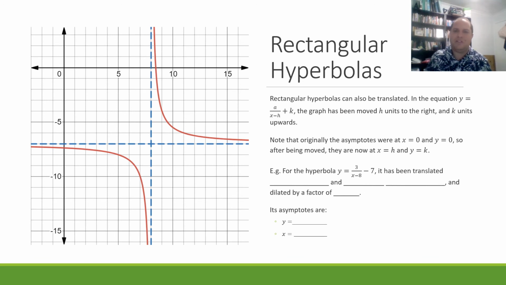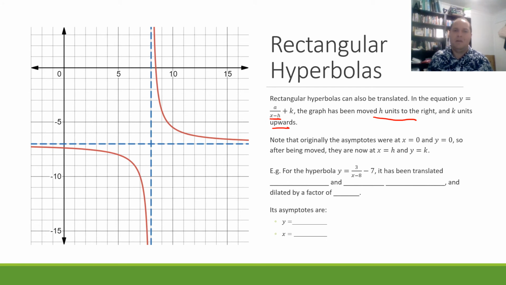All right, and then additionally, hyperbolas can also be translated. So in the equation y equals a over x minus h plus k, the graph has been moved h units to the right and k units upward. Notice that just like with all our transformations, whatever happens to x is the opposite of what we think. So we've got x minus h, which we think should move it to the left, but that minus sign actually means we're moving it in the positive direction. It's the opposite of what we think.